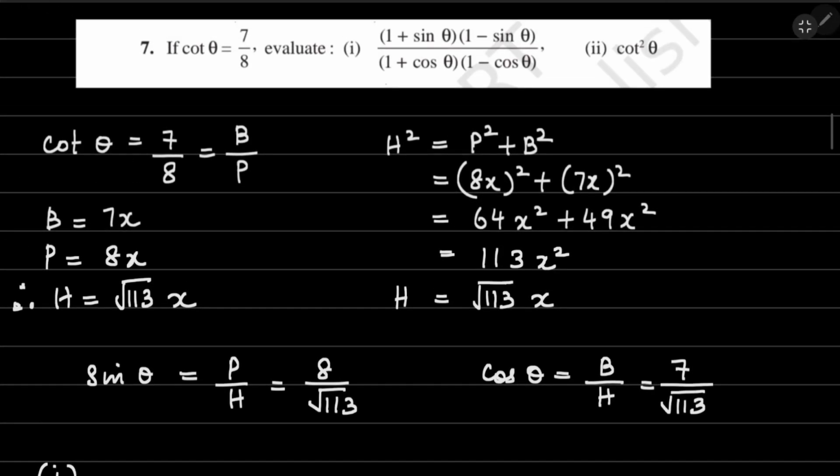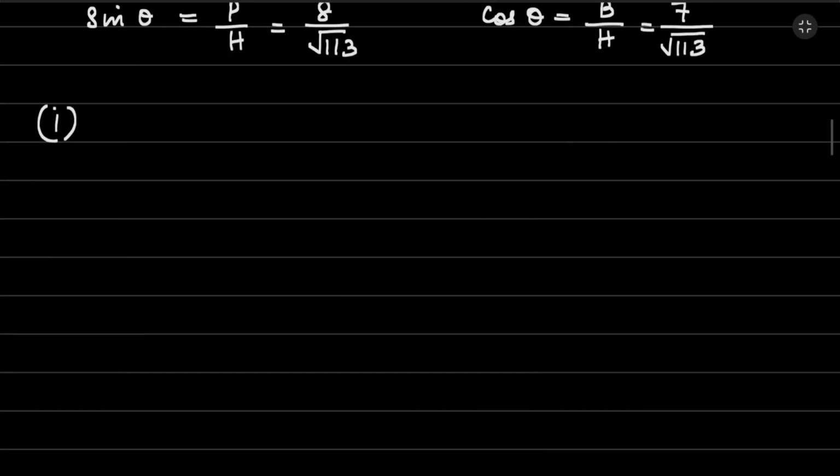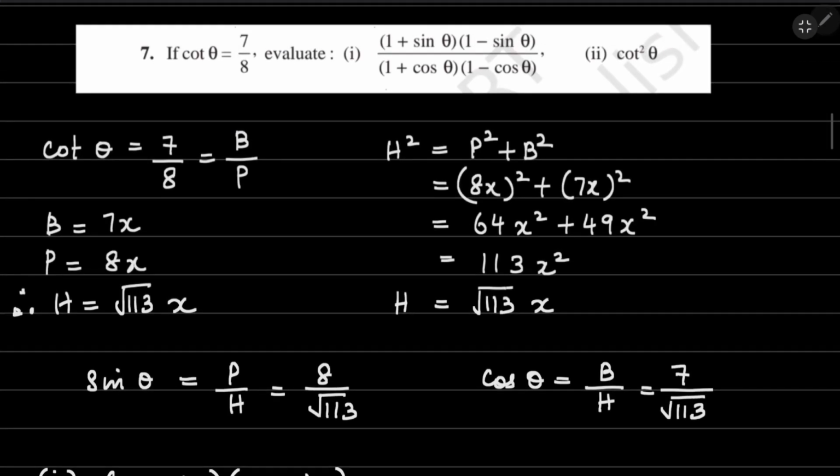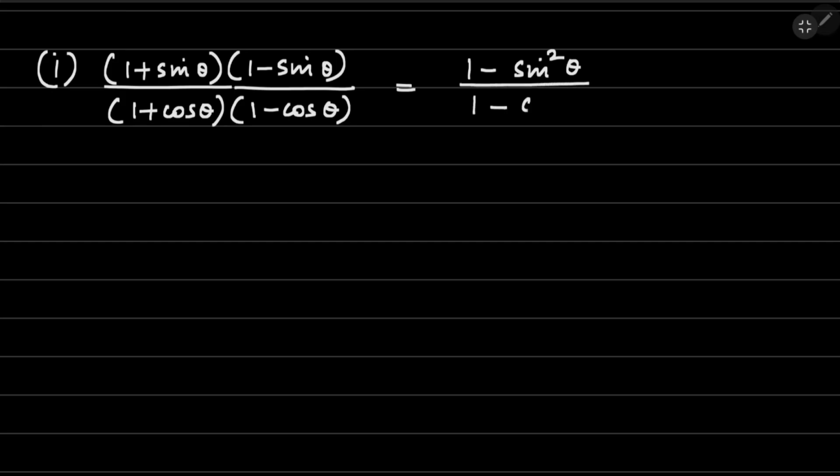The first question is (1 plus sin theta) into (1 minus sin theta) divided by (1 plus cos theta) into (1 minus cos theta). So I'm just going to write the same question. This is equal to (1 plus b) into (1 minus b), which is a square minus b square. Similarly, the denominator also, a square minus b square.